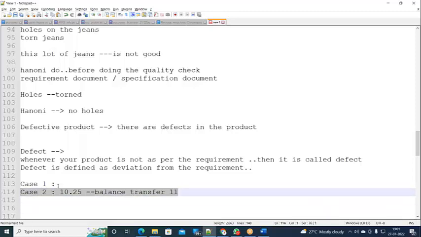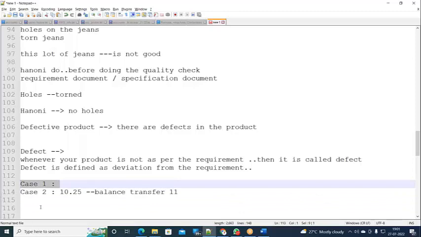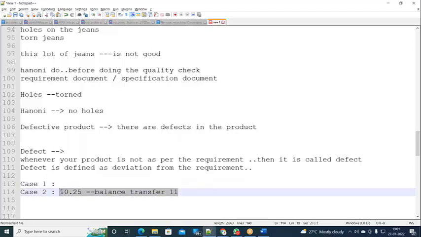Now you tell me, will the interviewer be impressed with the case one answer or the case two answer? Case two, sir. So you should answer in a way that he understands you didn't mug it up. You always should relate to a project and say this is what I have done, this is the deviation from requirement, and this is why it's called a defect. That's how you will answer. But these kinds of things will not happen.